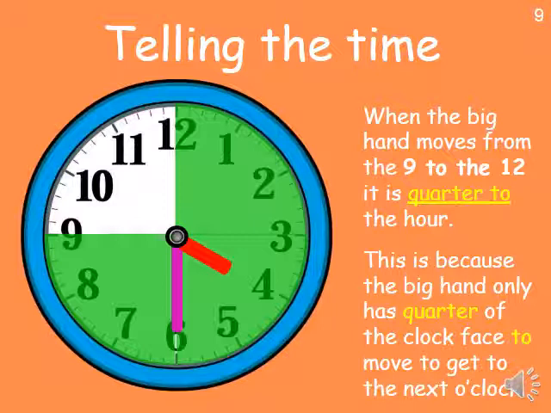When the big hand moves from 9 to the 12, it is quarter to the hour. This is because the big hand only has a quarter of the clock face to move to get to the next hour. So when the big hand moves from 12 to 3, we call it quarter past. When the big hand moves from 9 to the 12, we call it quarter to.